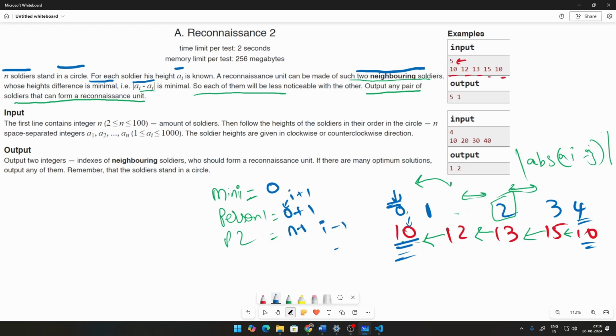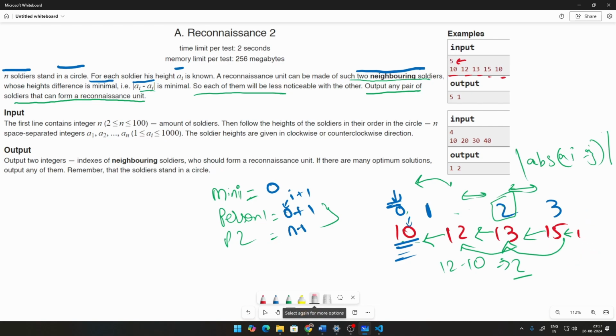I minus 1 plus 1 will be nothing but I. Okay, so in the next case, what will happen? Look, then we'll do 12 minus 10. This will be 2. Is 2 less than 0? No. 13 minus 12, is this value 1 less than 0? No. 15 minus 13, is 2 less than 0? No. 10 minus 15, 5 less than 0? No. So in any case, this does not update.